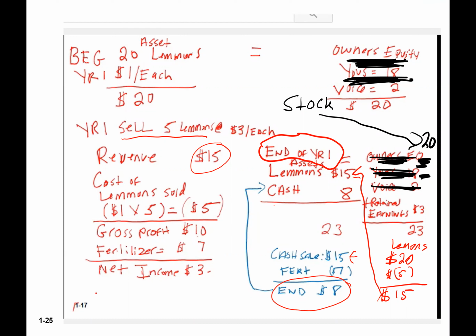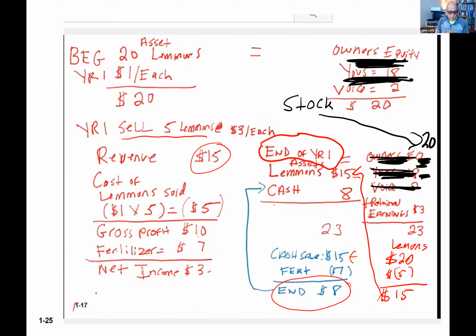Oh, I see. Okay, so the 15 is different. I see. So I had the $15 of cash, but I spent 7 on fertilizer, so I ended up with $8. So literally, in this simple little crude example here, I went in my wallet, $8, and I wrote cash $8. Okay. And then I went to the lemons and I said, okay, 15 lemons, $1 each, lemons, $15.